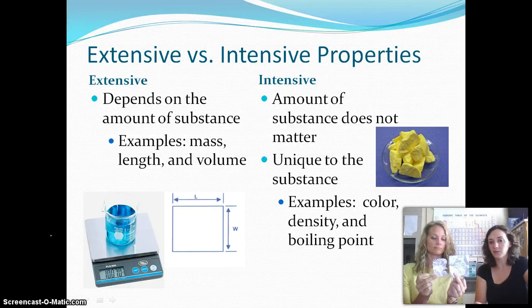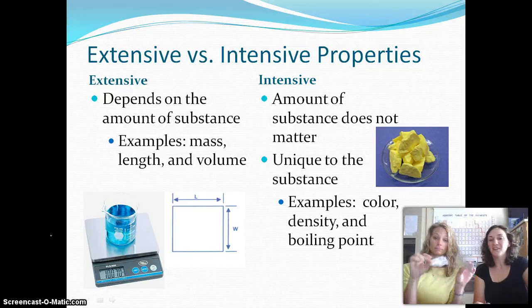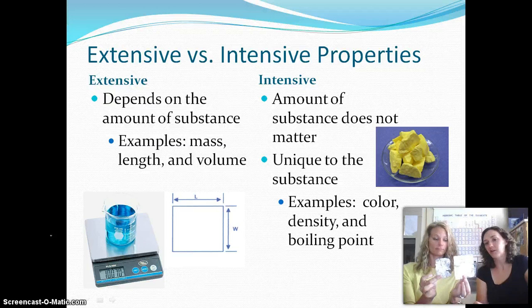So in this case, we're dealing with aluminum. You can look at the color of aluminum. Okay, it's silver. You can look at the luster of the metal, and it's pretty shiny. Okay, but it should be the same for both of them.